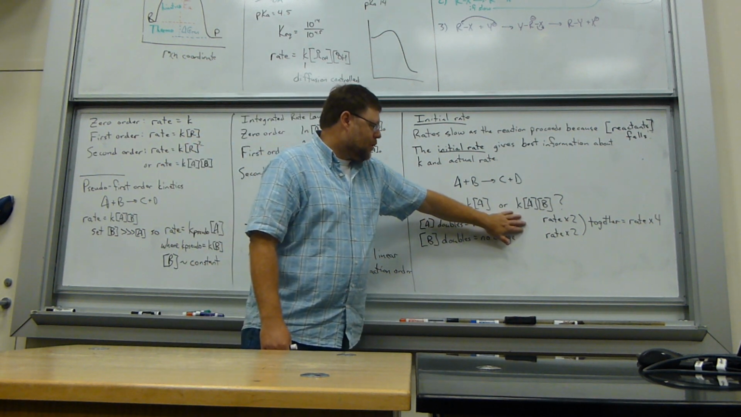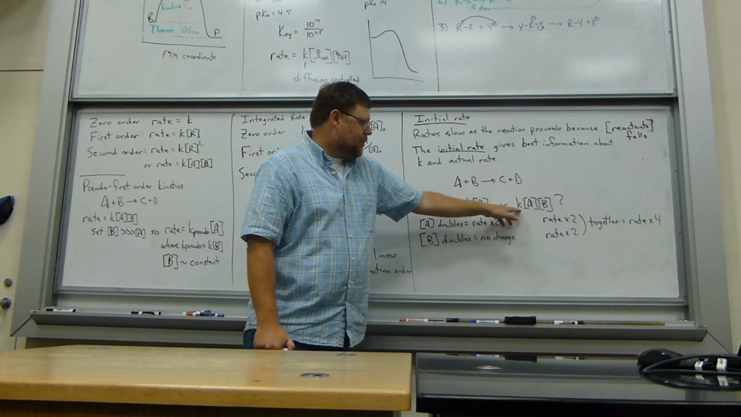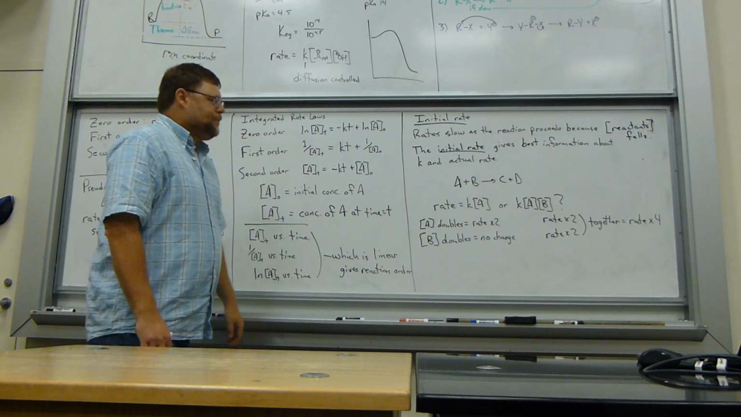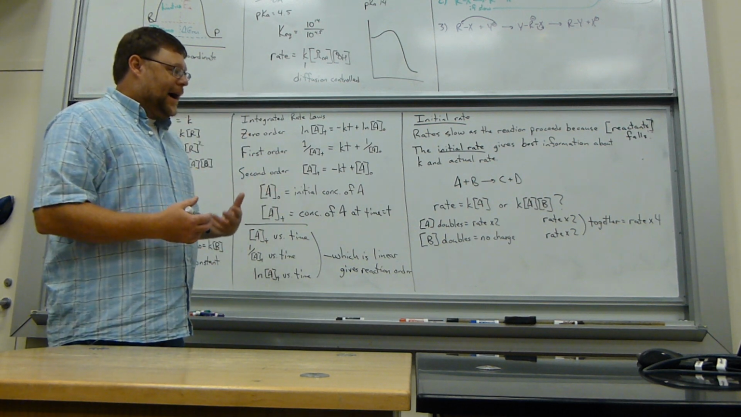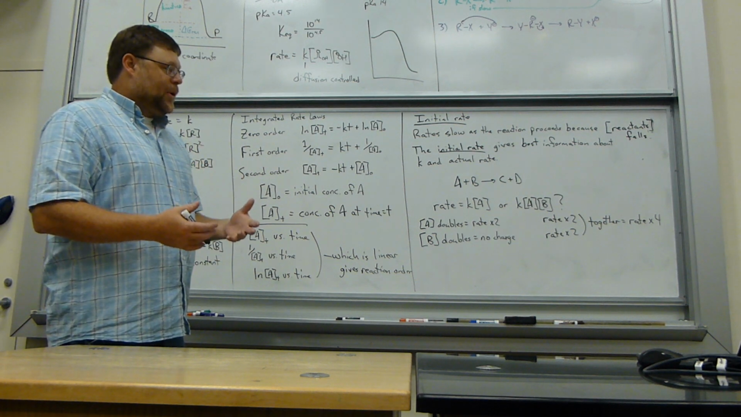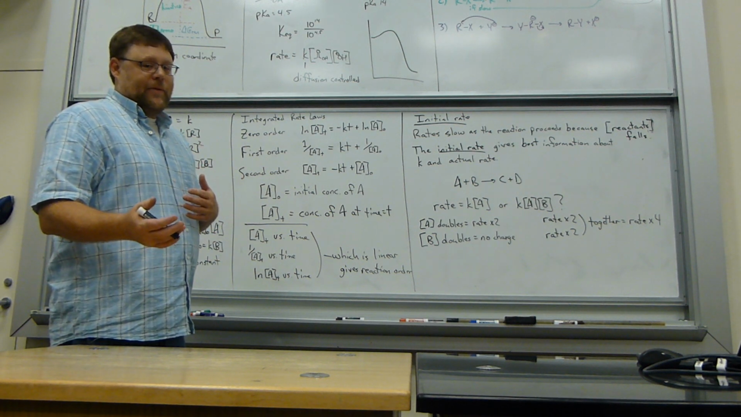On the other hand, if you have a second order reaction where the reaction rate is equal to k times the concentration of A times the concentration of B, if you double the concentration of either reagent, the reaction rate doubles. If you double the concentration of both reagents, the reaction rate goes up by 4.